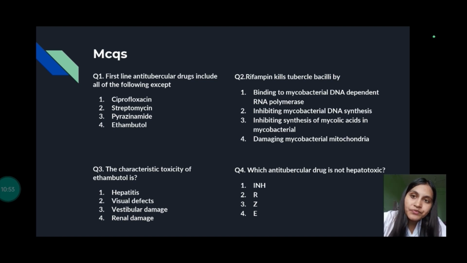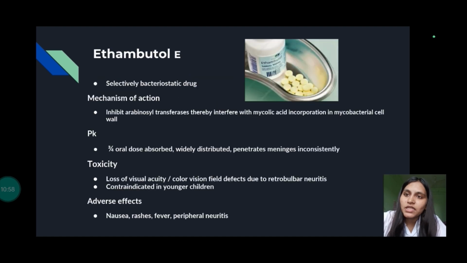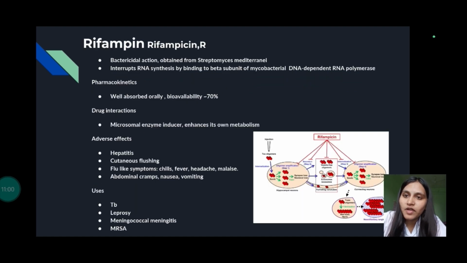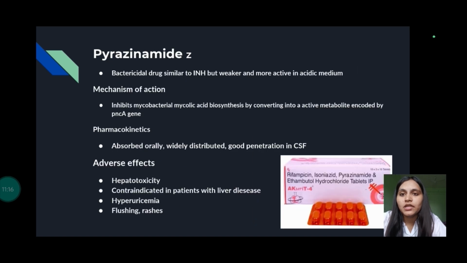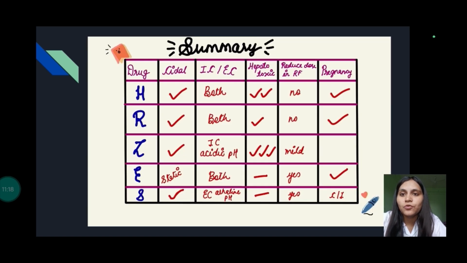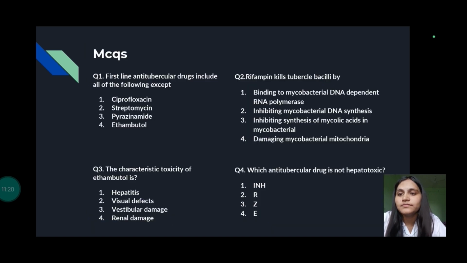Question number 2. Rifampin kills tubercular bacilli by. The mechanism of action of rifampin has been shown in this diagram, which shows that rifampin acts by interrupting the RNA synthesis and inhibiting the synthesis of mycolic acid by binding to mycobacterial DNA dependent RNA polymerase. So the correct option would be 1.